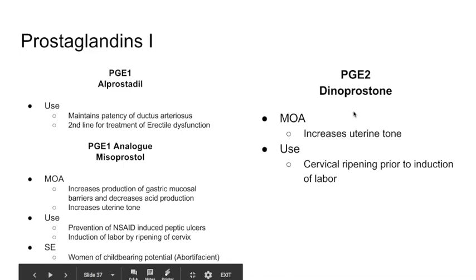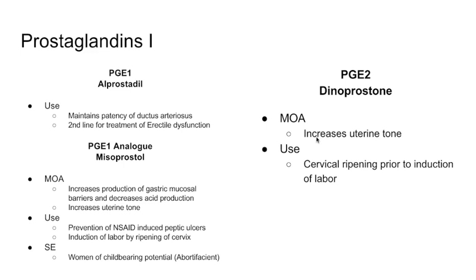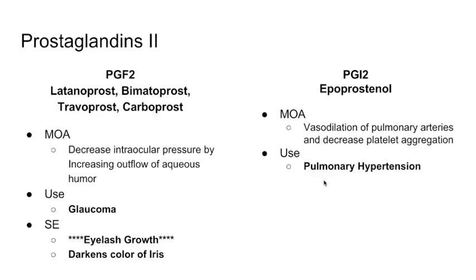The third medication is PGE2, which is dinoprostone, and it's very similar to misoprostol. It increases uterine tone, and it's used to ripen the cervix prior to induction of labor. So very similar mechanism. I'm not going to spend too much time on it.